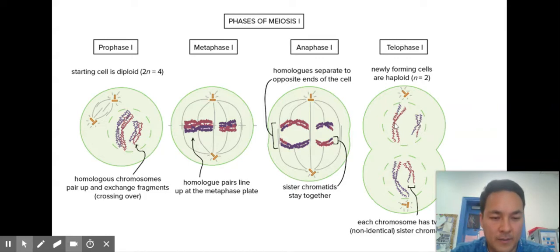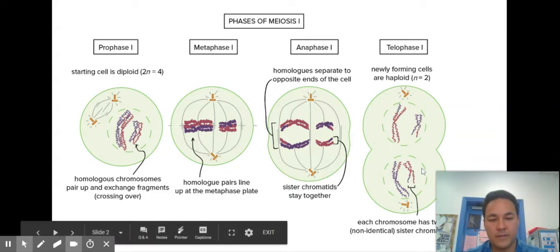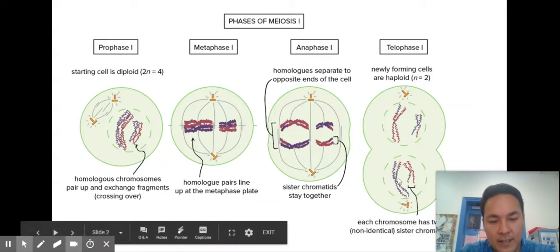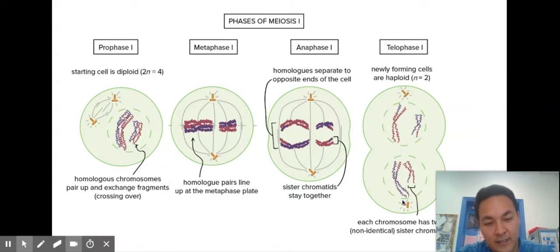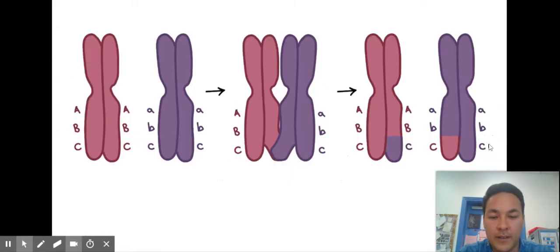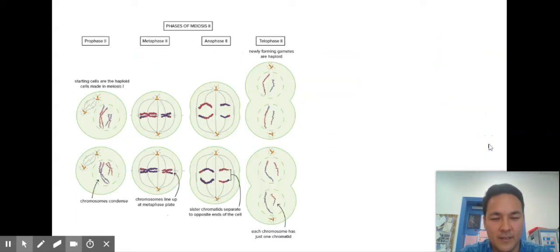They have half the number of chromosomes, 1, 2, 1, 2. So that's great. But they still have too much DNA because they have these sister chromatids. Now, the trick is, unlike mitosis, these sister chromatids are no longer identical due to crossing over. So here's an example of crossing over. This is what I was trying to get you to do with the straws. It didn't really work, but it's okay.